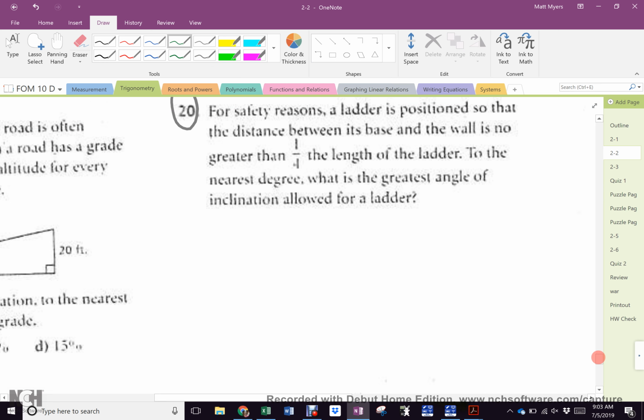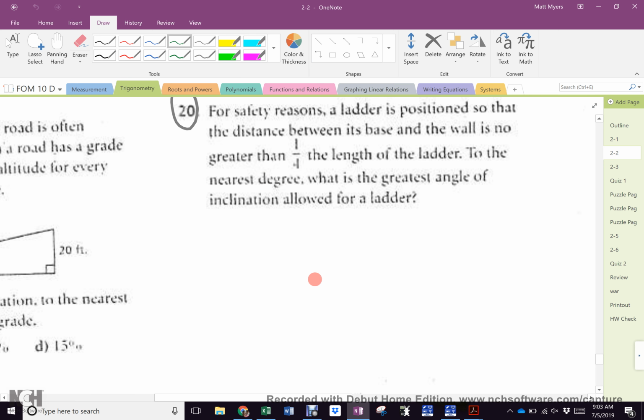And then down here, for safety reasons, a ladder is positioned. Now, this is another one of those questions that seems like not a real-life question. But it is. Because if you're working somewhere that needs a ladder and you place it wrong and you fall off it, whose fault is it? Yours. And if you do fall off a ladder and you bust yourself up and you can't work, do you get paid? No, not if you haven't set the ladder up properly.